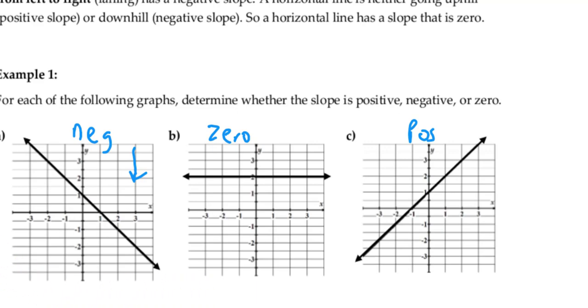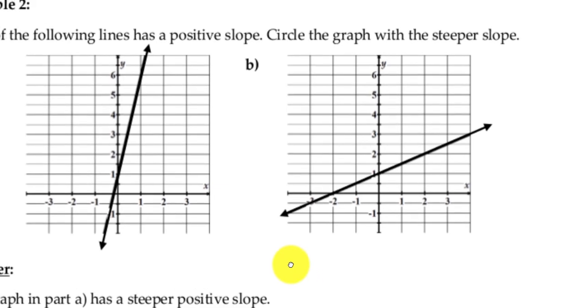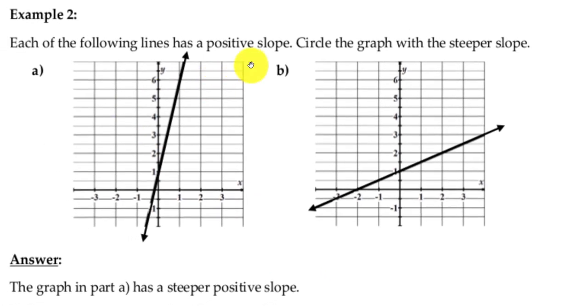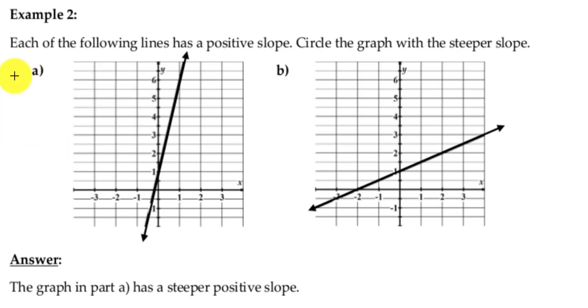All right, let's go to the next page. And there are a few more problems we can do. Each of the graphs has a positive slope. Circle the graph with a steeper slope. So remember, the steeper slope means the incline on your treadmill would be greater. So I would circle letter A. That is steeper than letter B.